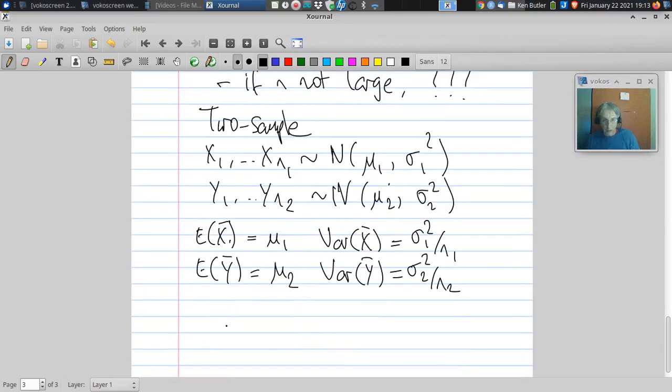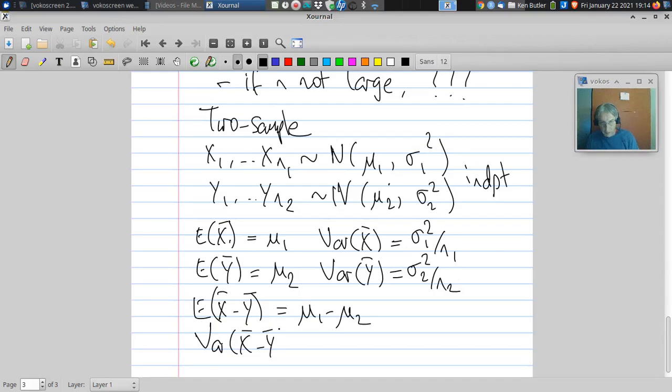And then we can look at the difference, x bar minus y bar. You can work out its mean, and you can work out its variance. The mean of the difference is the difference of the means. And again, I forgot to say all of these are independent of each other, and the x's are independent of the y's. Then the variance of the difference, because they're independent, is the sum of the variances: sigma 1 squared over n1 plus sigma 2 squared over n2.